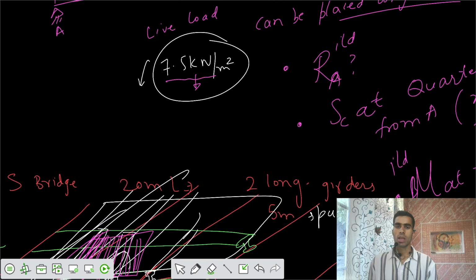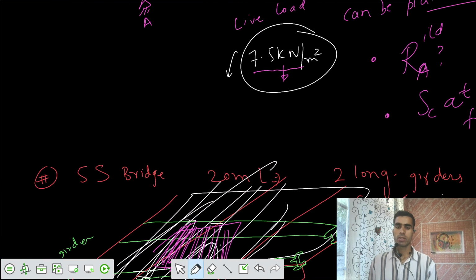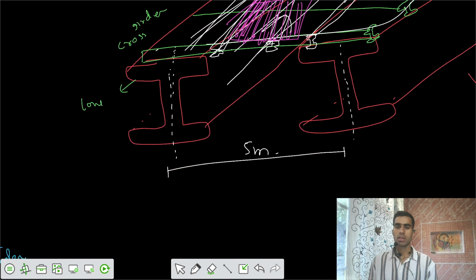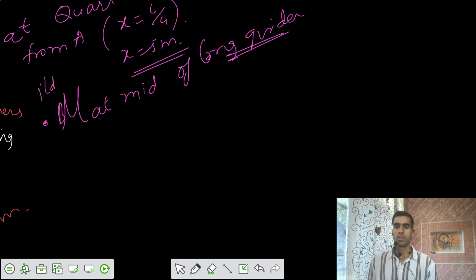Let's go. Now one more piece of data was provided to you. We are having cross beams, or cross girders, you can say. They are placed at 4-meter spacing. Now we have this data, and let's go for the problem. Let's take the problem finally.